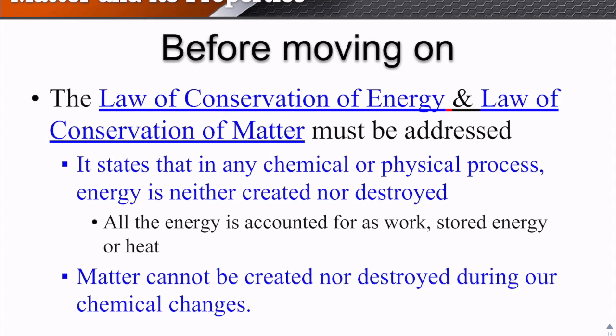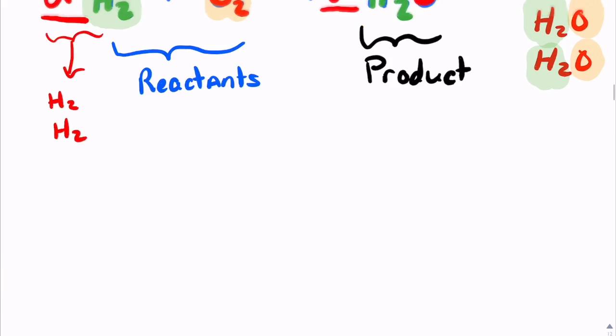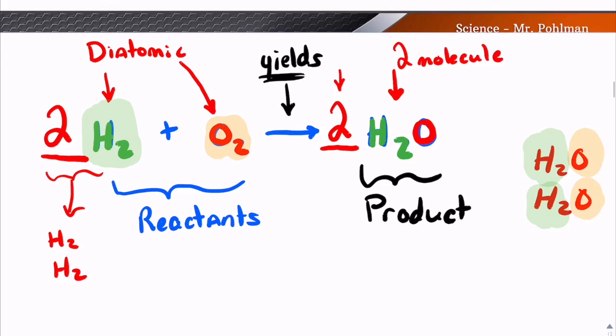All right, so before we move on, all chemical changes are going to involve some sort of change in energy, whether it's absorbed or released. And the amount of energy that we start with has always got to equal the amount of energy that we end with. And in any chemical reaction, the amount of matter that you start with is always the same amount of matter that you end with. And we accomplish that by balancing chemical equations as we did here.